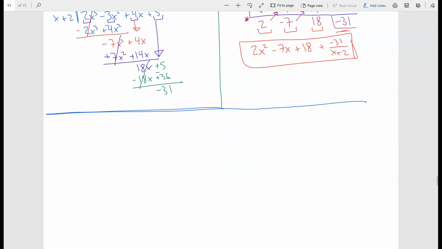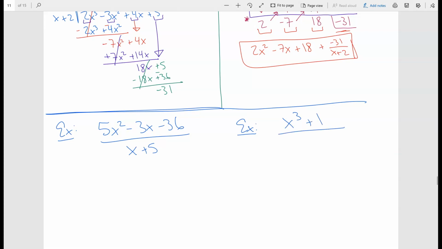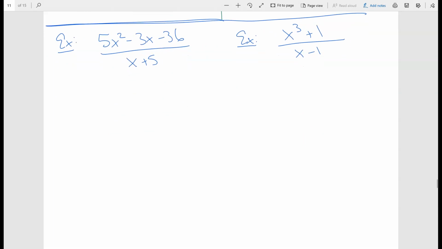Okay. So let's try this one. Let's try something when there's some missing factor. So let's say you have 5x squared minus 3x minus 36 divided by x plus 5. And then let's also do x cubed plus 1 divided by x minus 1. Okay, let's say we have something that looks like that. So let's start off by using synthetic division on the first one.